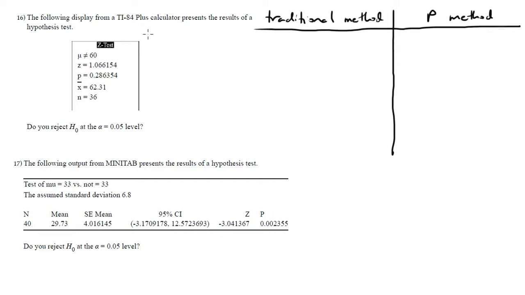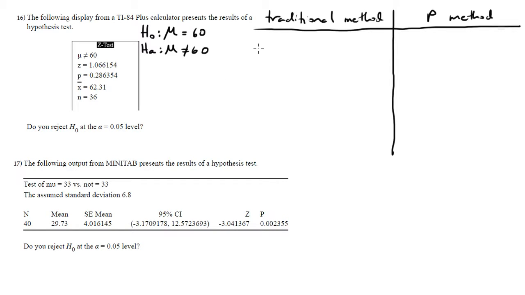So I'm going to write out what the null hypothesis and the alternative hypotheses are, just to review. Here, the null hypothesis, the statement of equality, is the mean equals 60. The alternative hypothesis, HA or H1, is that the mean does not equal 60. So we're going to either reject or not reject this null hypothesis, that the population mean is equal to 60.